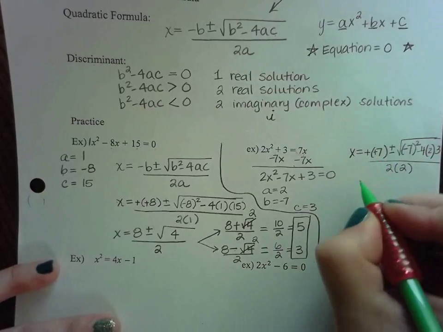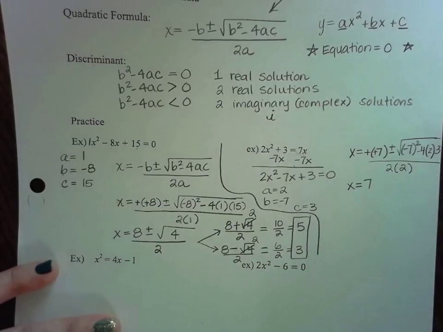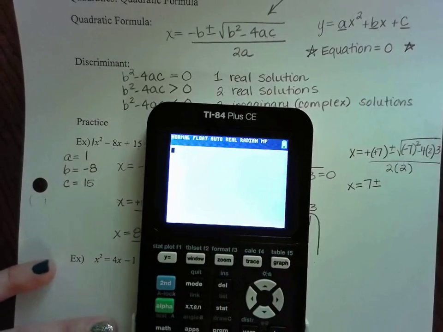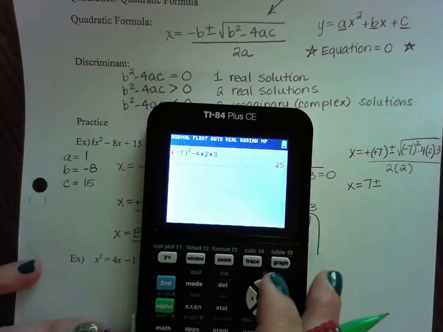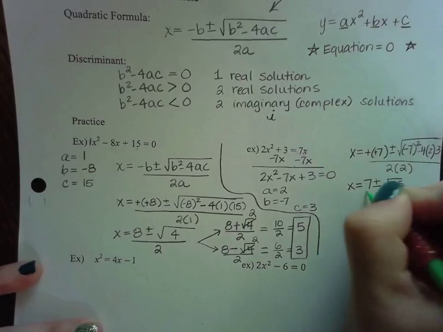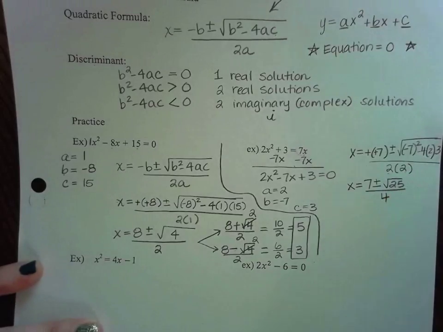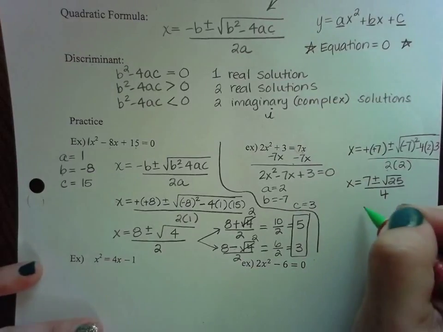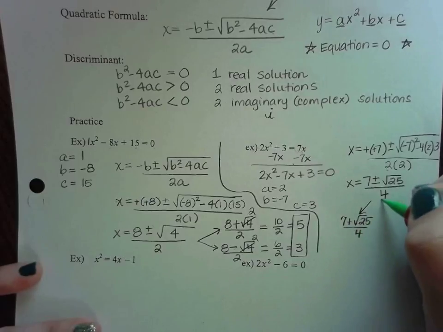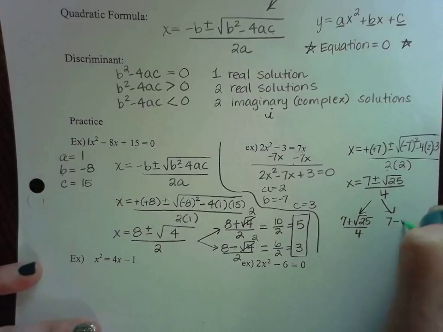Okay, so now we're going to simplify. This is going to be positive, so x equals positive 7 plus or minus. Alright, so let's use the calculator to help us out a little bit. Parentheses, negative 7 squared minus 4 times 2 times 3. 25. Alright, that's helpful. So this will be the square root of 25 all over 2 times 2, which is 4. Now, we're going to have 2 answers from this. 7 plus the square root of 25 over 4, and the other answer will be 7 minus the square root of 25 over 4.